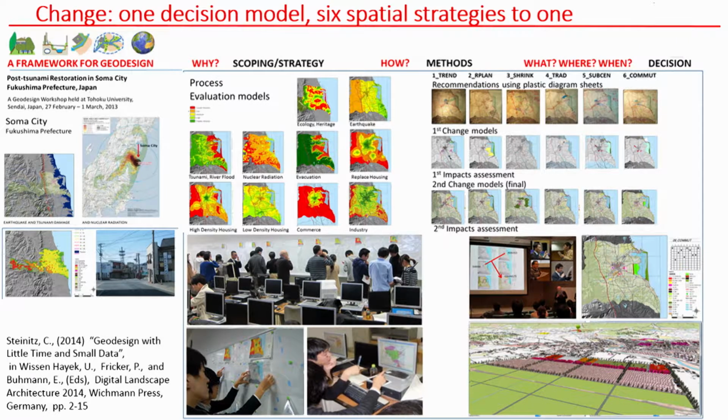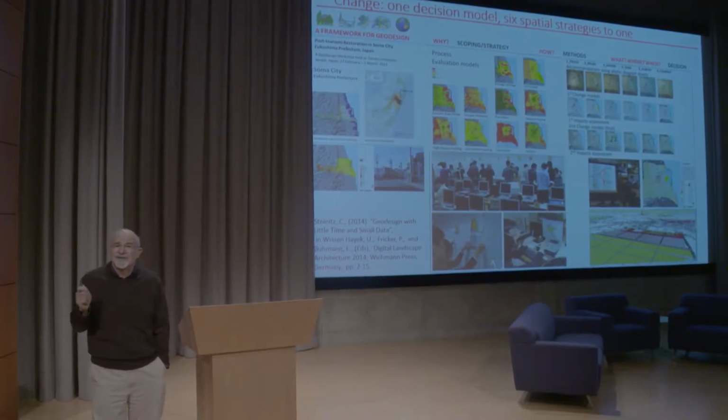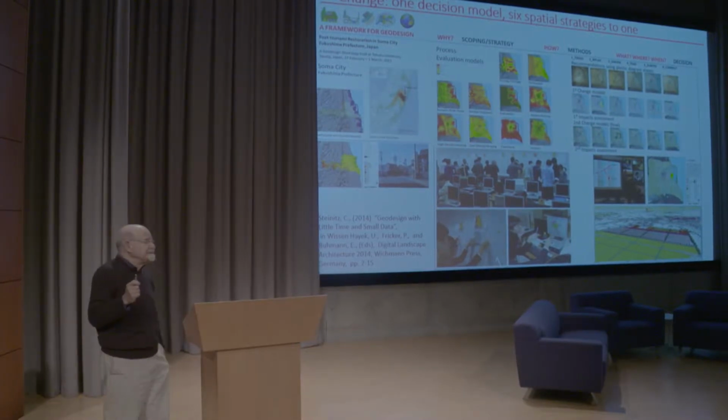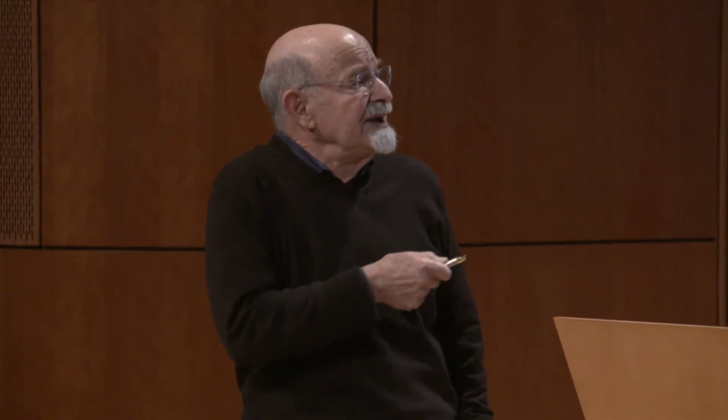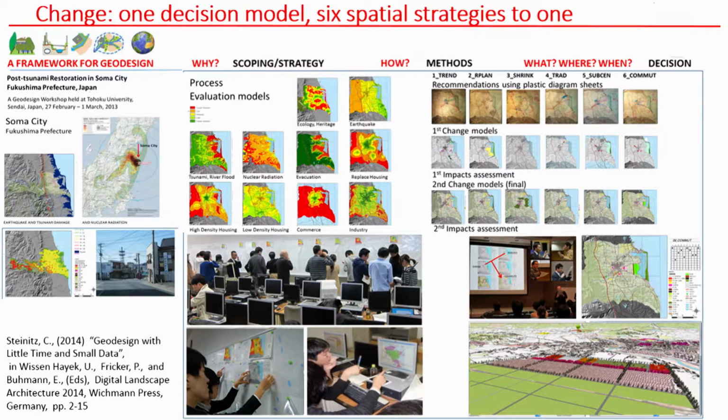And these are people I've worked with for 15 years, with Stephen Irvin and Mike Flaxman. And they know GIS and they know my framework. It's been in Japanese for 15 years. Now, these are geographers and engineers and a couple of landscape architects and urban planners, but they're mainly geographers and engineers. And these are hotshot GIS people. So in 2 hours, they put together 10 models: ecology, earthquake damage, flooding from tsunami, nuclear radiation, evacuation, replacement housing, high-density housing, low-density housing, commerce and industry.